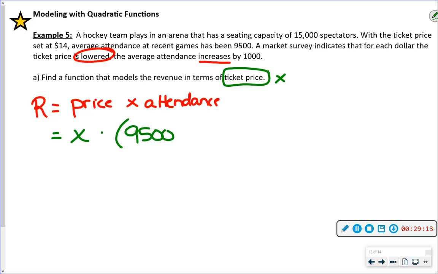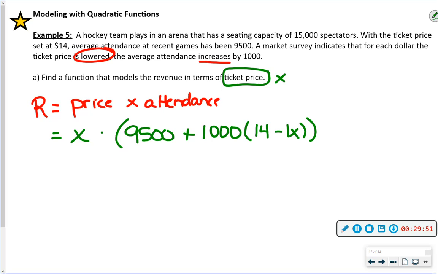But it increases by 1,000 for every dollar it's lowered. The price is lowered. And we're starting at, of course, the $14. So more parentheses, I'm starting at my price of 14, and for each dollar, that's a one on specific dramatic emphasis, our attendance is changing. That looks crazy to me, crazy, but it's really not going to be that bad once we distribute, simplify, all that sort of good stuff.